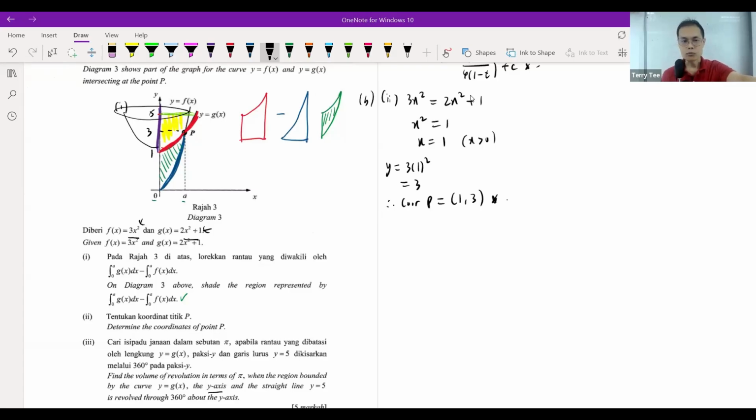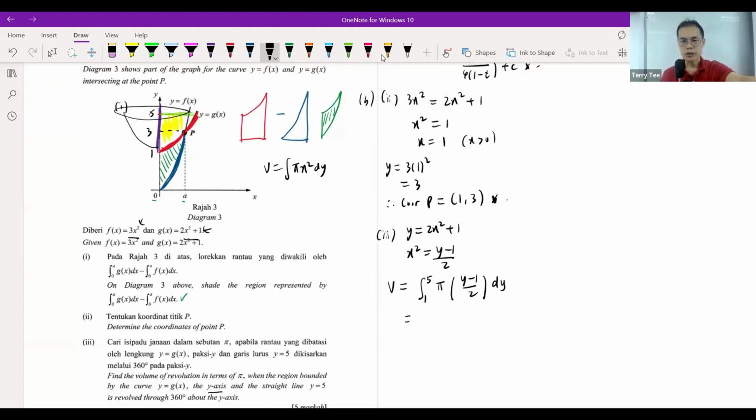So to find the volume, we have to use the integration of pi x squared dy, because I'm rotating about the y-axis. So we go back to the function for g(x). Your y is now 2x squared plus 1. You need to make x squared the subject. So your x squared is y minus 1, divided by 2. So your volume would be the integration from 1 to 5 of pi times (y minus 1) over 2 dy.